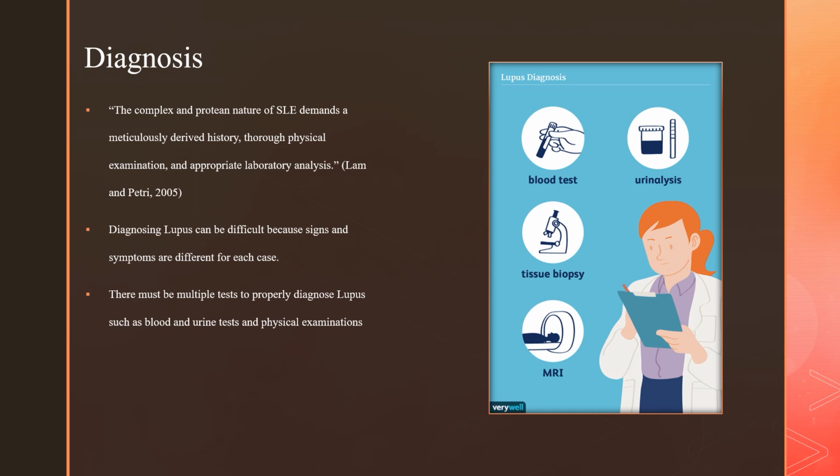Diagnosing lupus can be difficult because signs and symptoms are different for each case. There must be multiple tests to confirm the presence of lupus and get a proper diagnosis. Some of the tests include a complete blood count, which tests the amount of red and white blood cells, urinalysis, and anti-nuclear antibody tests. Physical examinations for lupus are chest x-rays and echocardiograms.